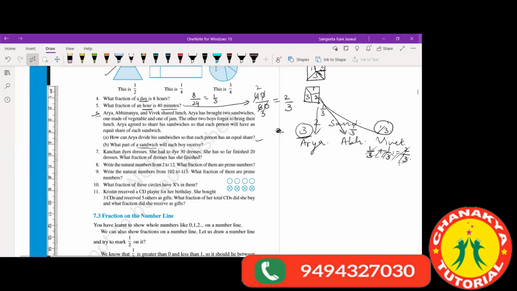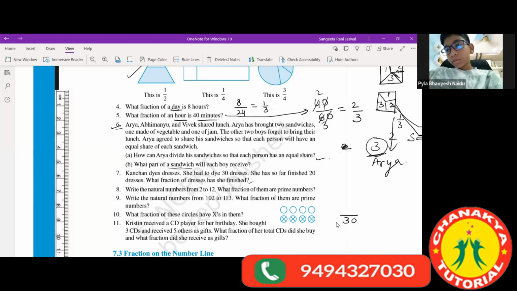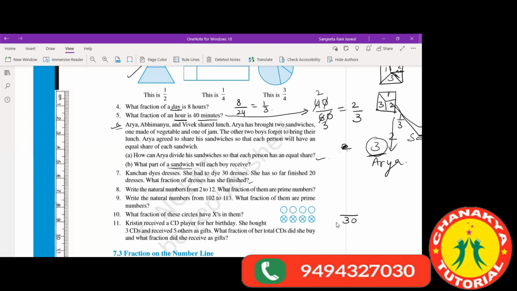Okay, let's see. I just make it big like this. Now, Kanchan dyes dresses. She had to dye 30 dresses. She has so far finished 20 dresses. What fraction of dresses has she finished? You have to find the fraction here. She had to dye a total of 30 dresses, but so far she has done only 20. So what will be the fraction?